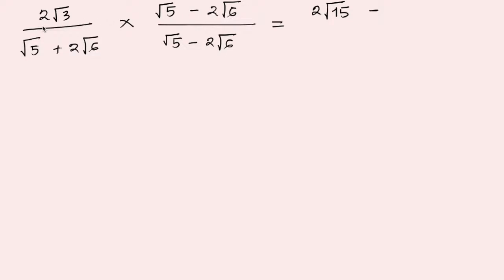We multiply the outside term. 2 multiplied by 2 is 4. And then the terms under the radical sign, 6 multiplied by 3 is equal to root 18.